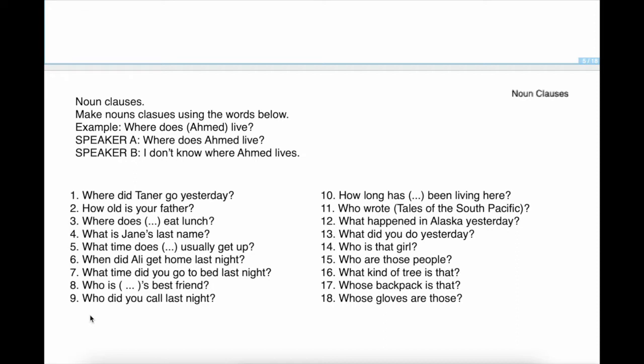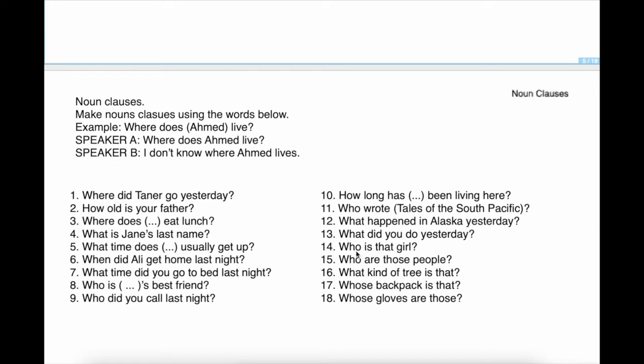Can you tell me who you called last night? Called, simple past, ed. Can you tell me what happened in Alaska yesterday? No change, but no question mark, because what is the subject in here? Tell me what you did yesterday.